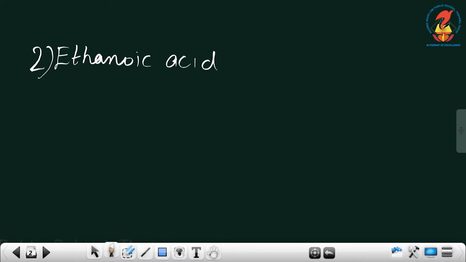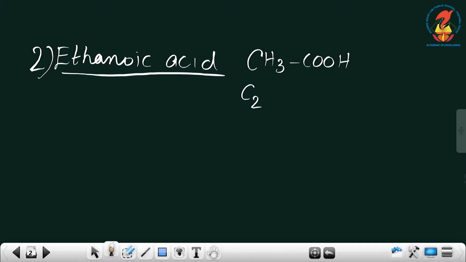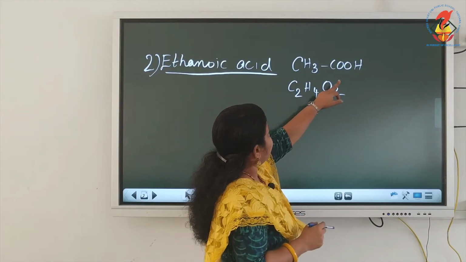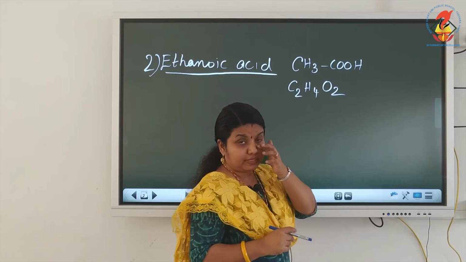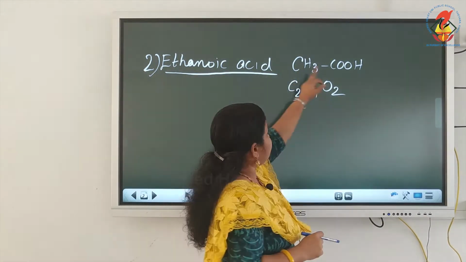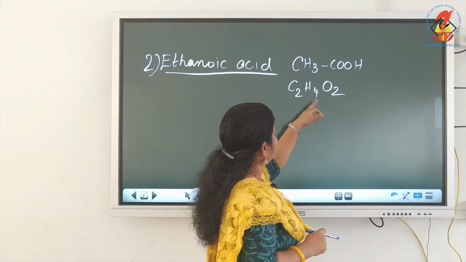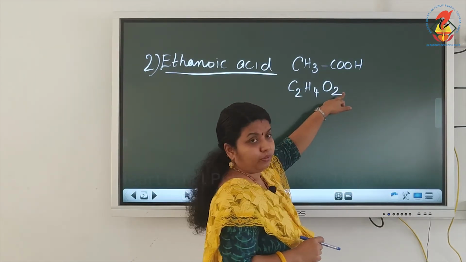Ethanoic acid. The formula is CH3COOH. Again we condense it and write C2. How many hydrogens? 4. O2. C2H4O2. This is the molecular formula. So CH3COOH, ethanoic acid, and its molecular formula is C2H4O2.